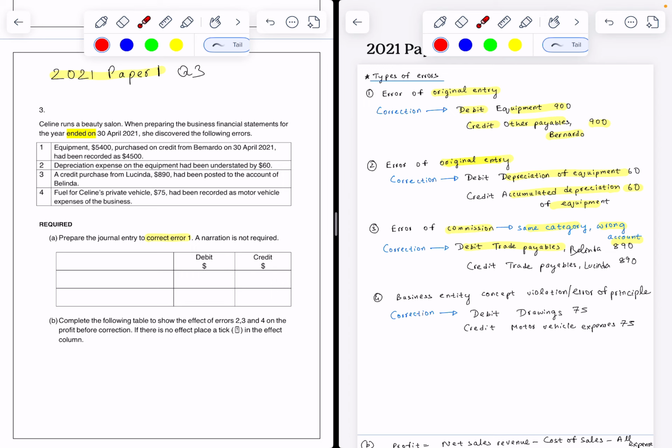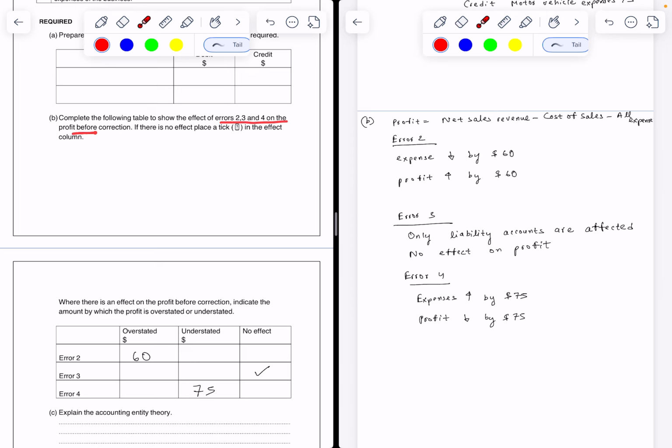So we debit the drawings account by $75 because it shows that Celine has taken some money from the business for private use. That way the transactions are kept separate and we don't make any mistakes, okay? All right, so the next requirement in part B is to complete the table which we are given here to show the effect of errors 2, 3, and 4 on the profit before correction, all right?